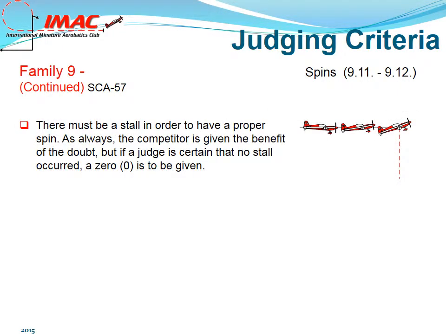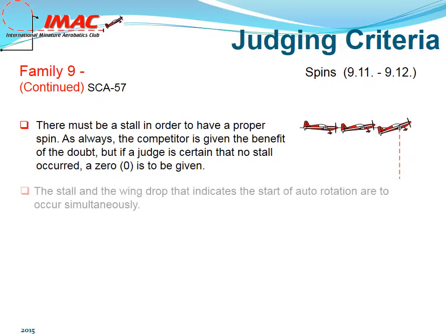There must be a stall in order to have a proper spin. As always, the competitor is given the benefit of the doubt, but if a judge is certain that no stall occurred, a 0 is to be given. The stall and the wing drop that indicates the start of autorotation are to occur simultaneously.